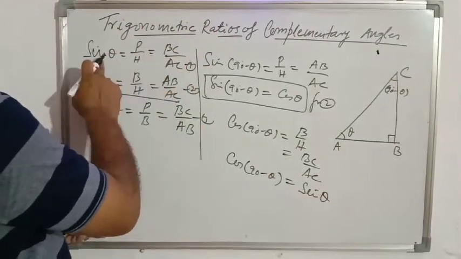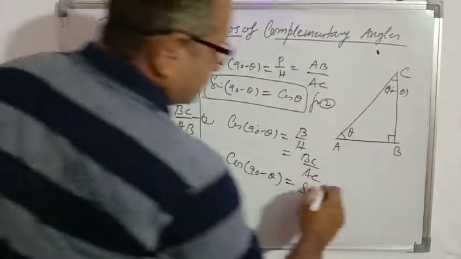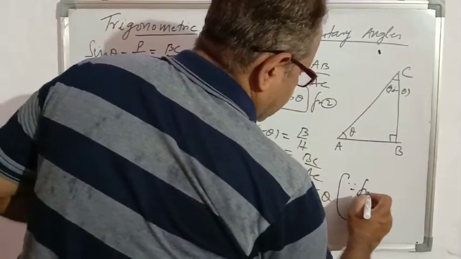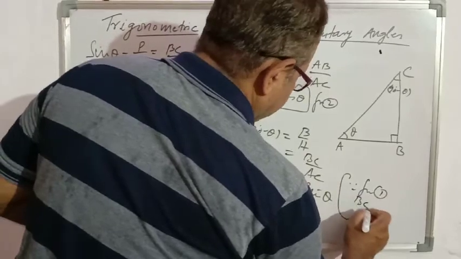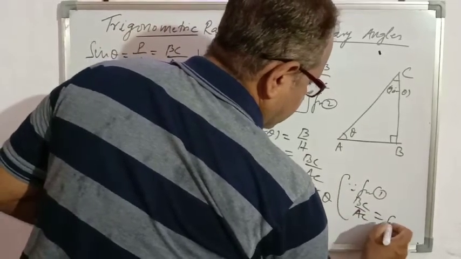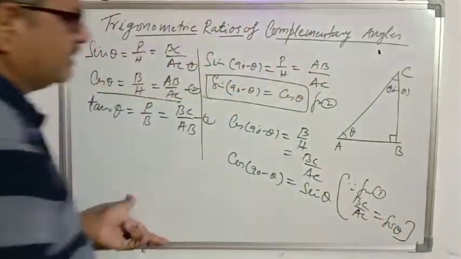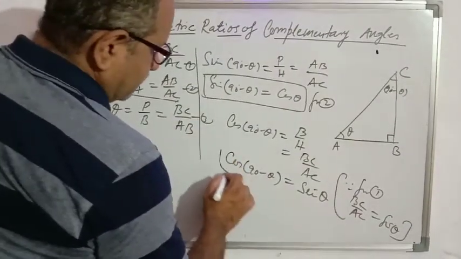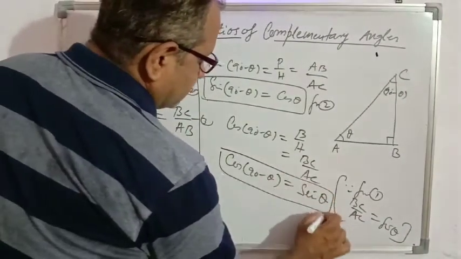From the first, BC upon AC is equal to sin theta. So cos 90 minus theta is equal to sin theta.